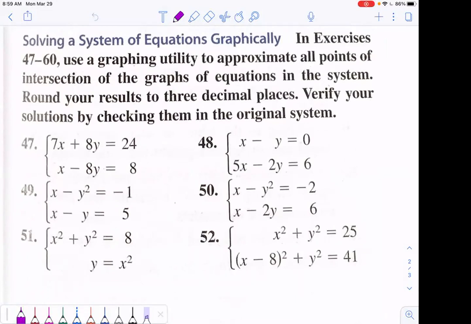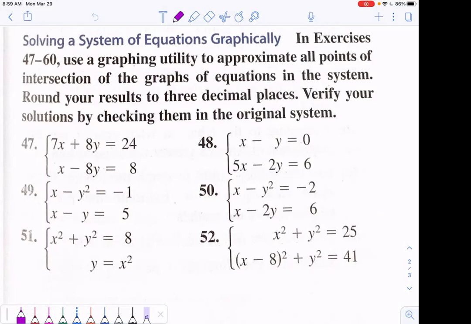The directions for 51 and 53, those 2 problems, asked you to use a graphing utility to approximate all the points of intersection of the graph of the equations from the system. Round your result to 3 decimal places. You can verify the solutions by checking them into the original system. That's the great thing about algebra. Once you find X and Y, you can plug them back in and check. Or even if you're just solving for X, you can always check. Anytime you have an equation, you can check your work.